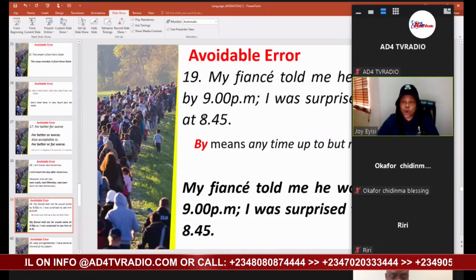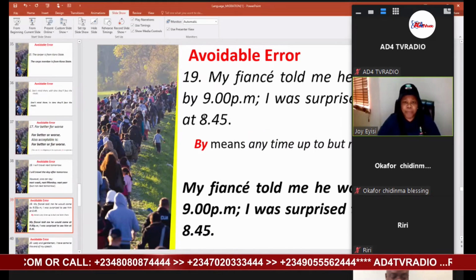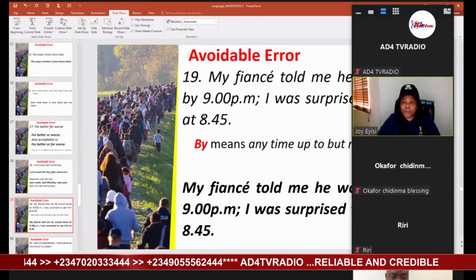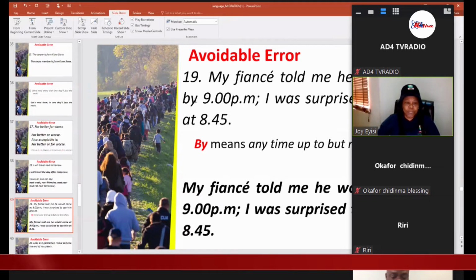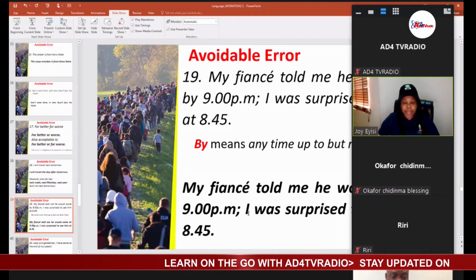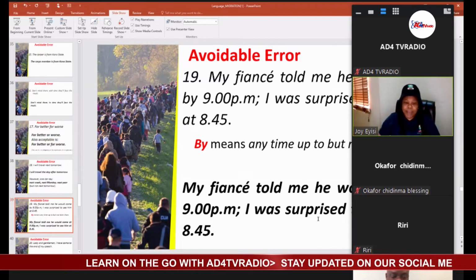My fiancé told me he would come by 9 p.m. I was surprised to see him at 8:45. Many times people use "by" to mean a definite time expression, but that is wrong. "By" means any time up to, but not later than. The correct expression is, "My fiancé told me he would come at 9 p.m. I was surprised to see him at 8:45."